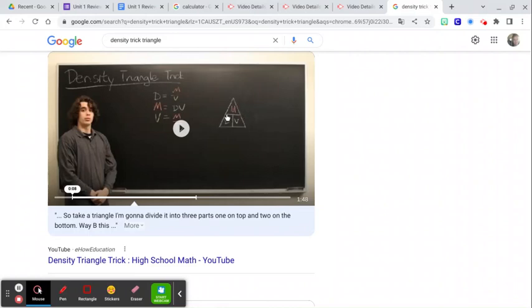So it's a triangle, you draw a T in the middle, and then you put the M on top, and the D here and the V here. If you Google that, you could also watch this video about it.